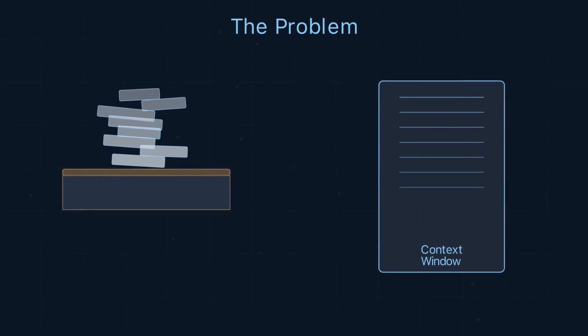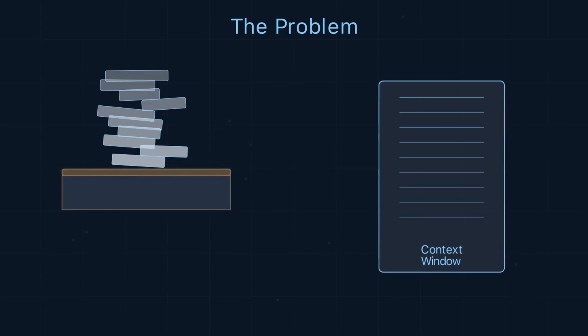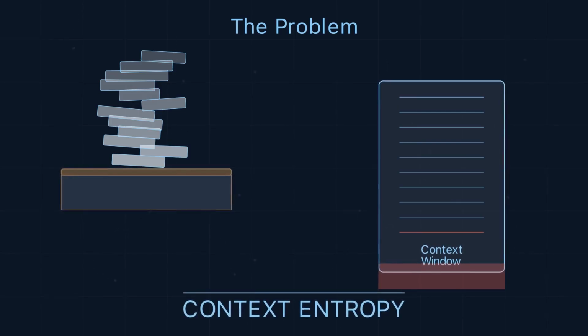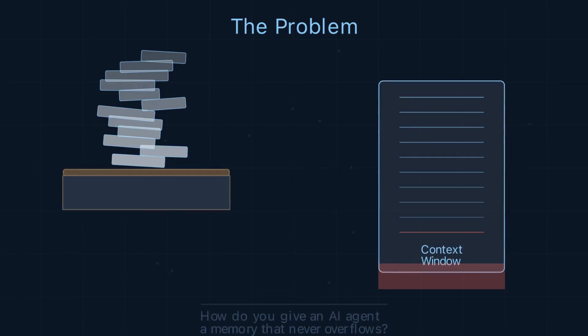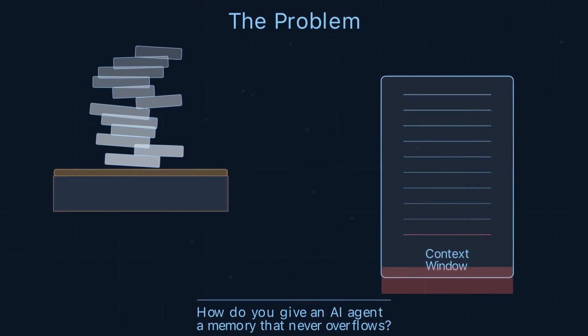Think of it as a desk. A small desk. Every piece of information you share takes up space. Your project files, your preferences, your past decisions, they all pile up. And when the desk is full, things start falling off the edge. This is context entropy. The gradual decay of useful information as your workspace fills with noise.